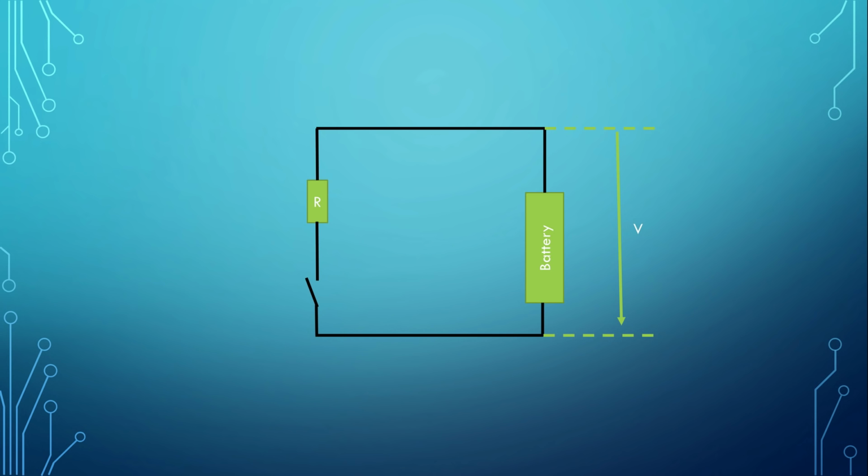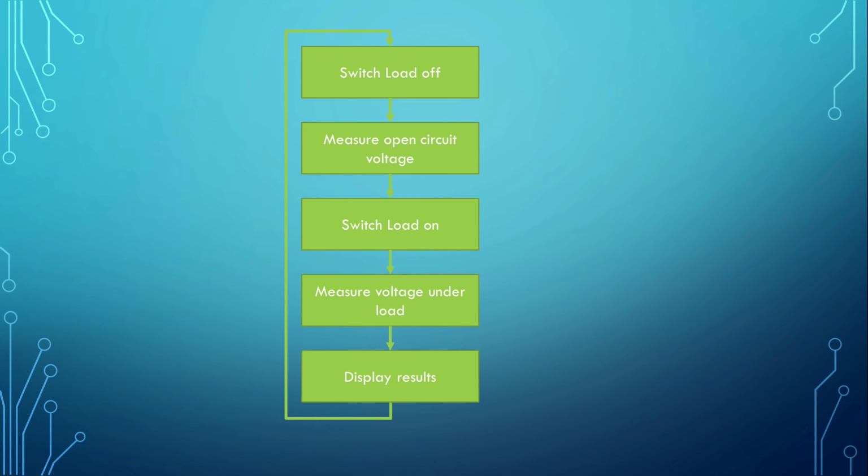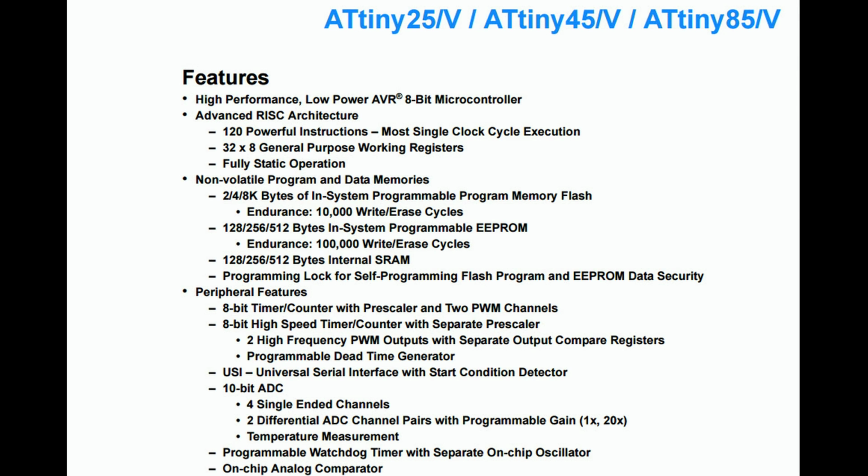A battery has to be loaded by a resistor, and this load has to be switched on and off. At the same time, the voltage has to be measured. The sketch is a simple loop. Switch the load off, measure voltage, switch the load on, measure again, and switch the load off to preserve energy during display. Now let's go to the datasheet of the Attiny to find out if all resources are here.